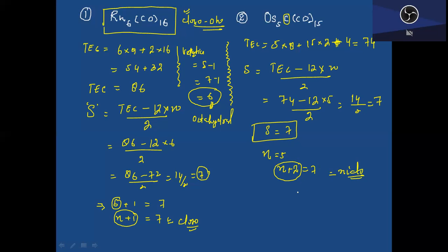It's a nido cluster. Then we have to determine vertices. Vertices is equal to S minus 1. So S over here is 7, and 7 minus 1 is equal to 6. When there are 6 vertices, then it is octahedron. So the structure is nido octahedral, a nido-octahedron structure. I hope things are very much clear to you people.